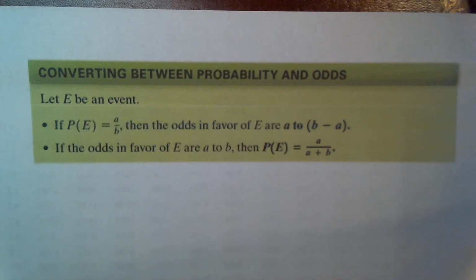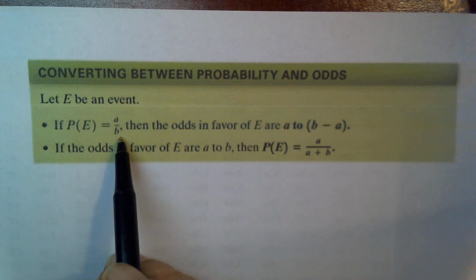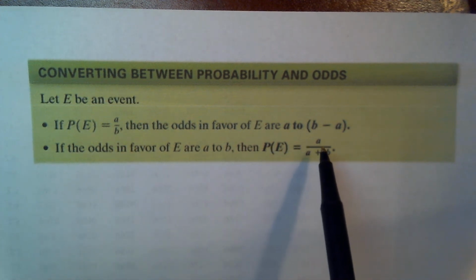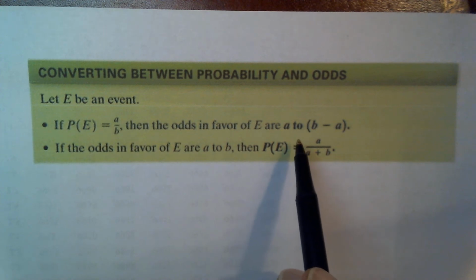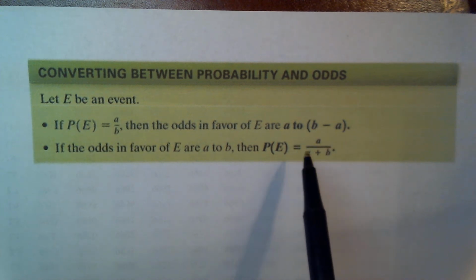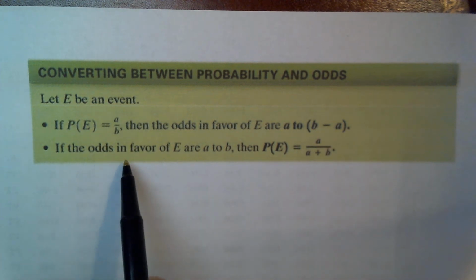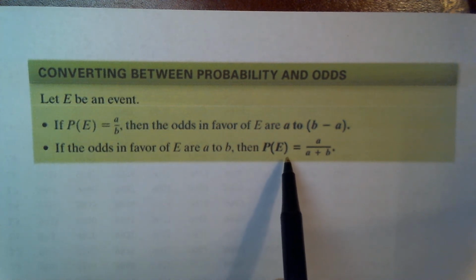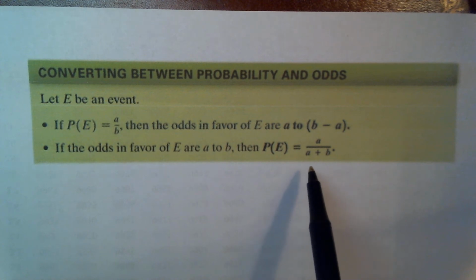The last concept in section 1.1 is converting between probability and odds. Let's say E is an event, and if the probability of E is A divided by B, then the odds in favor of E are A to B minus A. In other words, if the odds in favor of E are A to B, then the probability of E is A divided by A plus B.